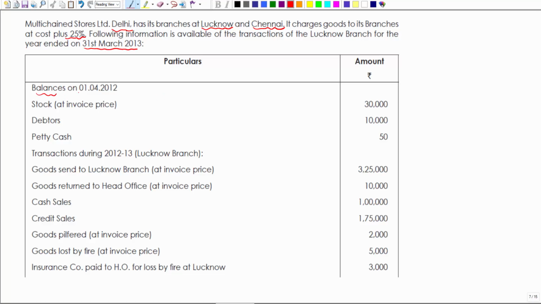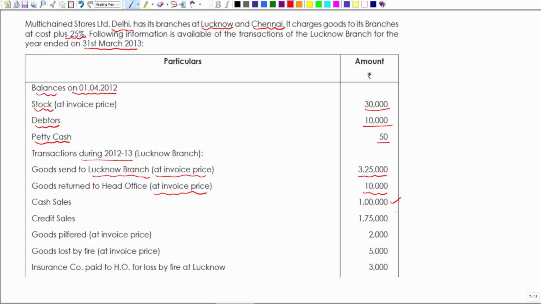First we have balances on 1st April 2012. One is stock, then debtors, then we have petty cash. Stock is 30,000, debtors 10,000 and petty cash 50. Then we have transactions during 2012-13 for Lucknow branch. Goods sent to Lucknow branch by head office at invoice price 3,25,000. Goods returned to head office is 10,000.